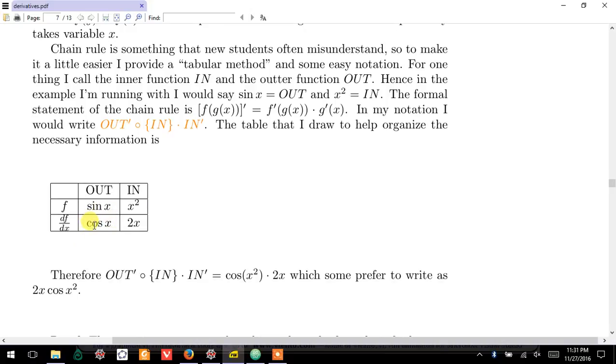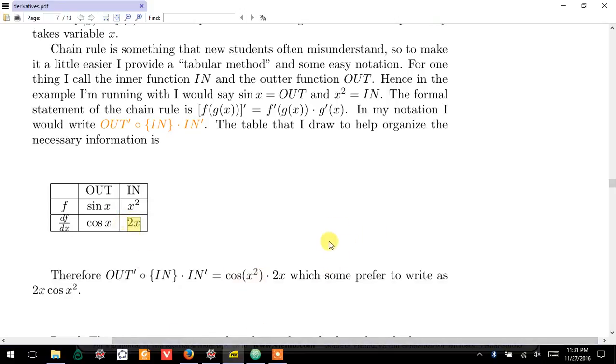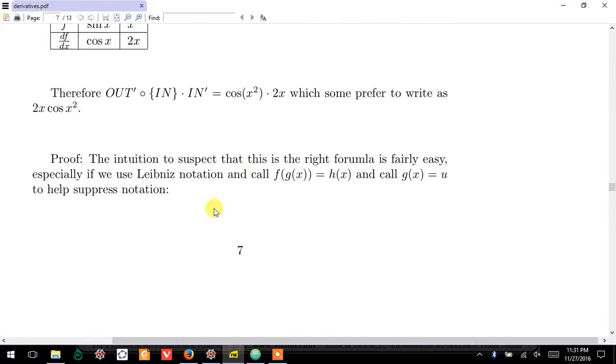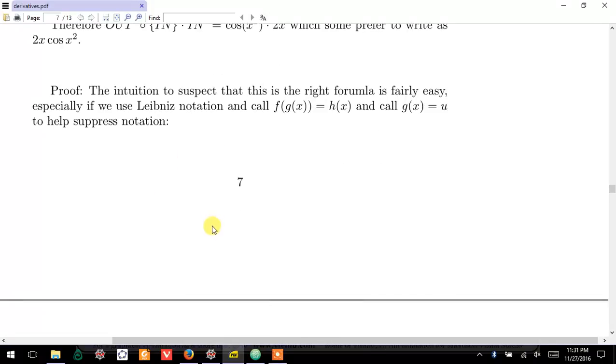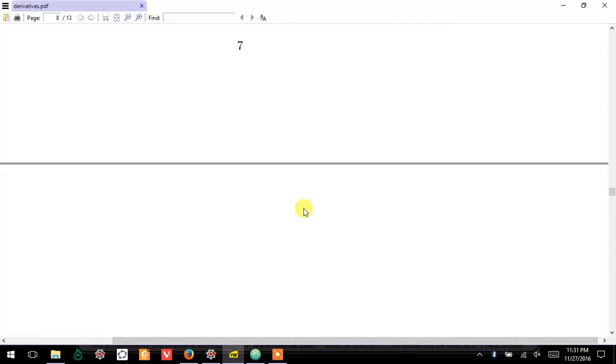Use the derivative of the outer function, plug in the original inner function. So that gets me cosine x squared, and that's the first factor. Then I multiply that whole thing by the derivative of the inner function, and that's 2x in this example. So here is the derivative of sine x squared, or we could rewrite it this way if you care to. Okay, that is the statement of the rule, and now I'm going to go into the proof, which as always you can skip if you want.